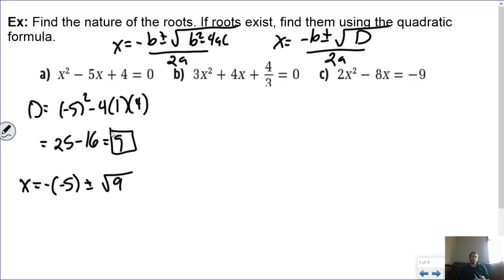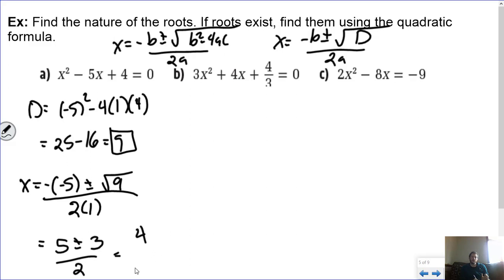So that discriminant, that answer that I found, goes into my equation under my square root, and then 2a. So then the negative 5 is positive 5 plus or minus the square root of 9, which is 3, over 2. So I get 2 answers. I get 5 plus 3 is 8, divided by 2 is 4, and I get 5 minus 3, which is 2, divided by 2 is 1. So I get 2 possible answers here when x is 4 and when x is 1.